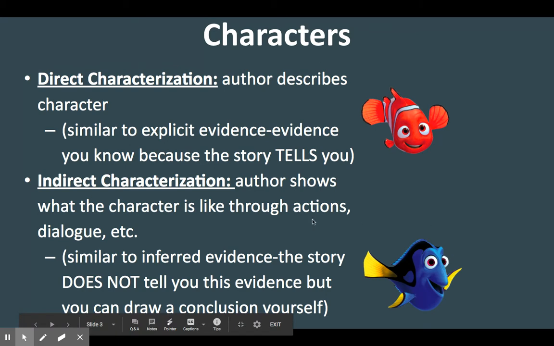Then we have indirect characterization with Dory. This is where the author, or again, the filmmaker, shows what the characters are like through actions and dialogue. So this is going to be inferred. We're going to infer this information from evidence. The story is not going to tell us this evidence outright, but we're going to draw our own conclusion. So, for example, we know that Dory doesn't have much family because she is by herself when she meets Marlin, and we learn more about her short-term memory loss. And she doesn't tell us that right away. She repeats herself a lot, remember, to Marlin. So this is kind of how we infer that Dory has memory loss, or that something's not quite right with her and that she is alone.